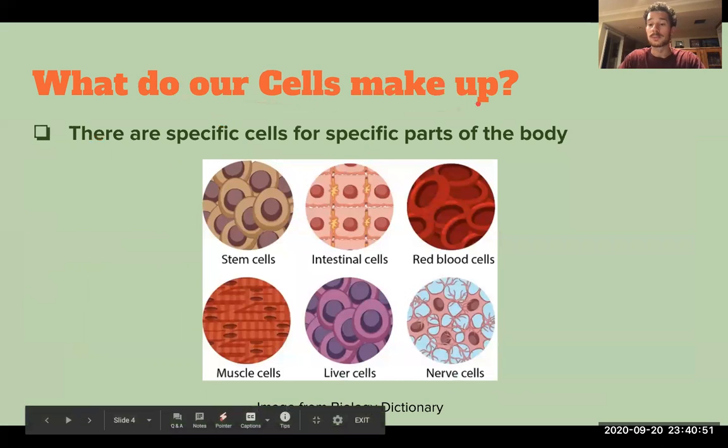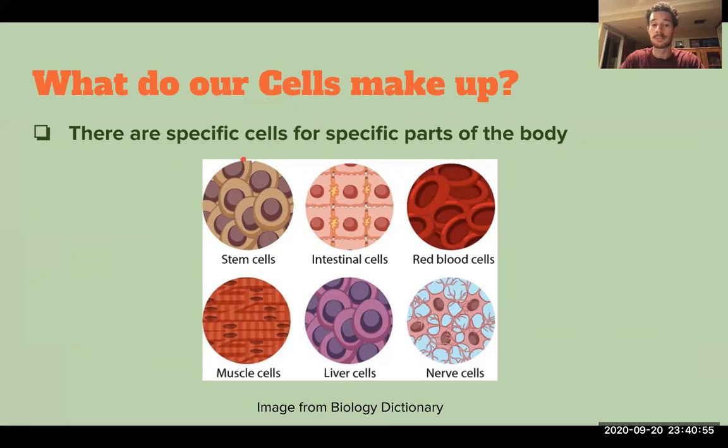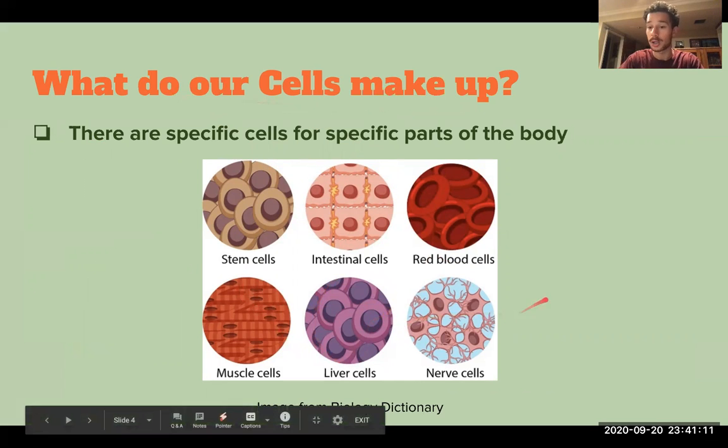So what do our cells make up? Like I said, each part of your body is made of different kinds of cells. So for example, intestinal cells are used to make your intestines. In your blood, there's blood cells. In your muscles, there are muscle cells. In your liver and in your heart, there's liver cells and heart cells. And in your nerves, there's nerve cells.